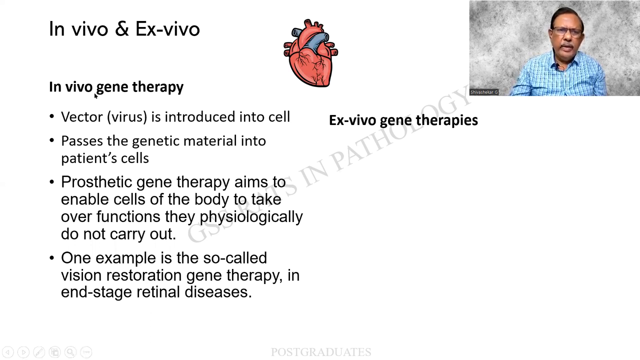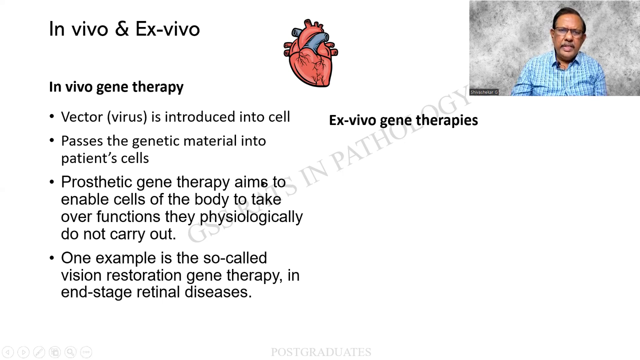First, we shall say what is in vivo gene therapy. A vector or a virus is introduced into the cell. This is a very common thing that we always see in neoplasia and the other topics. You find that the gene or the DNA is affected by means of a virus. The virus cannot multiply. It uses your own chromosomes for multiplication. Therefore, it enters the cell, becomes part of your own chromosome or the DNA, multiplies, and then it comes out. In this case, the genetic material is passed into the patient's cells by means of this vector virus.